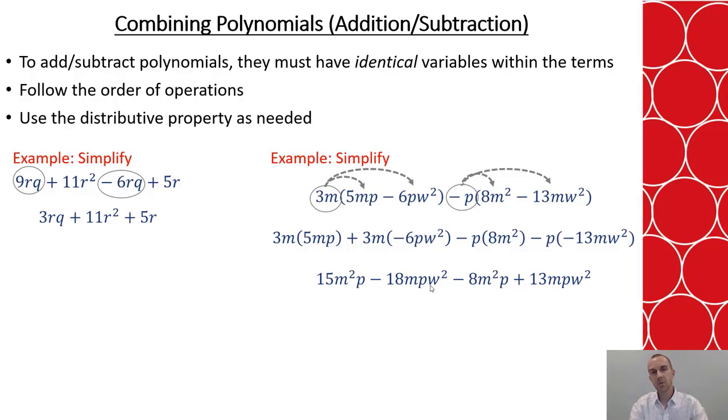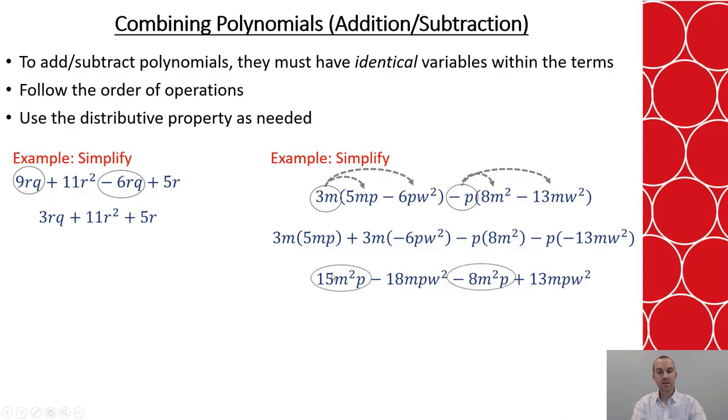It is very commonplace for you to put variables in alphabetical order. That's why, even though in this one the m is on the outside and the p and w are on the inside, I still put the m first. And here it was mw squared. I put the p in the middle because of alphabetical order. It then helps with the idea of knowing what can I really add and subtract.